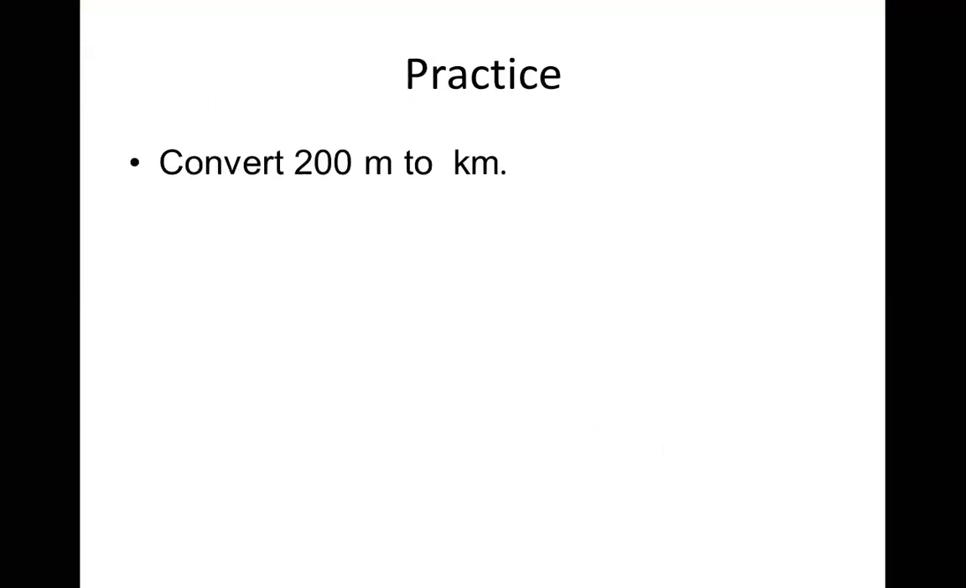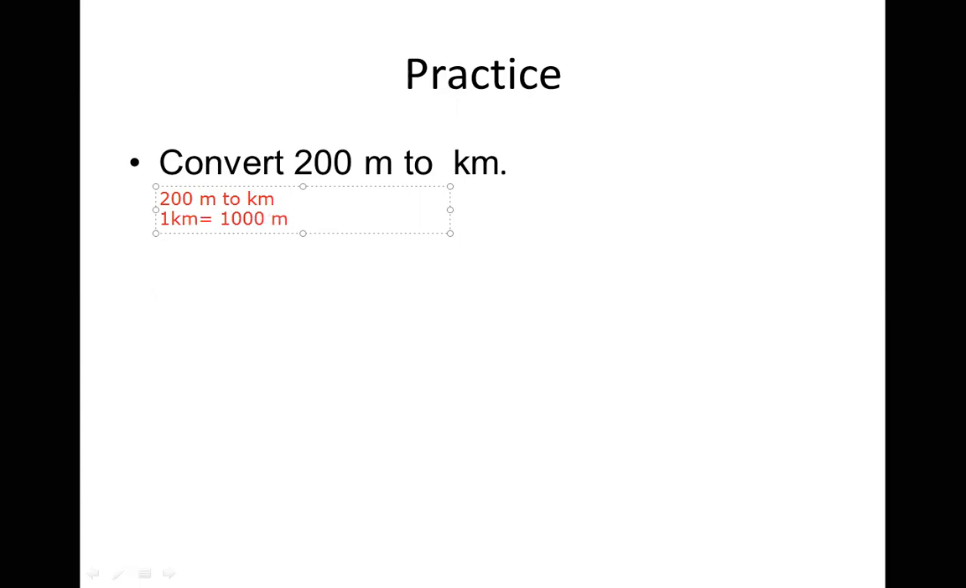For example, here I need to convert 200 meters to kilometers and use the unit kilometers instead of meters. We know that 1 kilometer equals 1,000 meters. Here, what is the small unit? Meters. So we are going to change from the small unit to the large unit, so we are going to divide. Let's do it here. We are going to change from 200 meters to kilometers. So we know that 1 kilometer equals 1,000 meters.